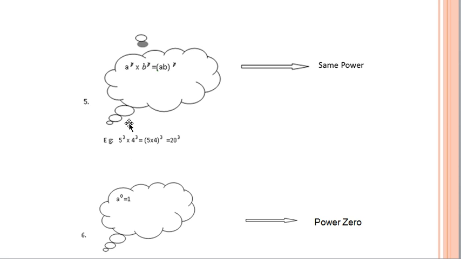So 5 to the power 3 into 4 to the power 3. Powers are the same. So it's 5 into 4 whole to the power 3. That's 20 to the power of 3.